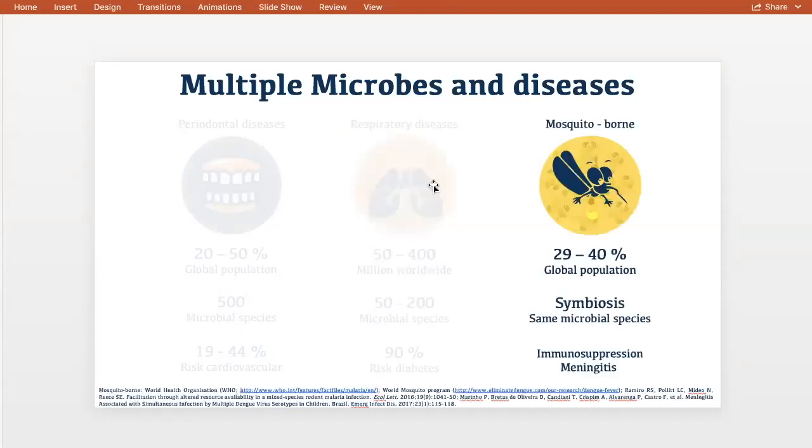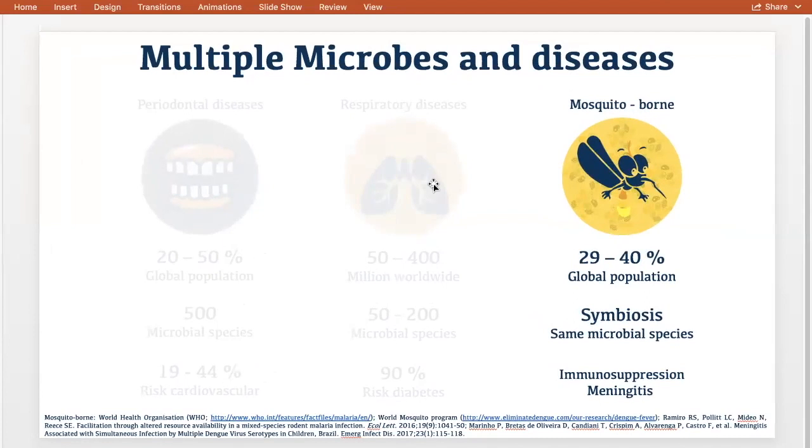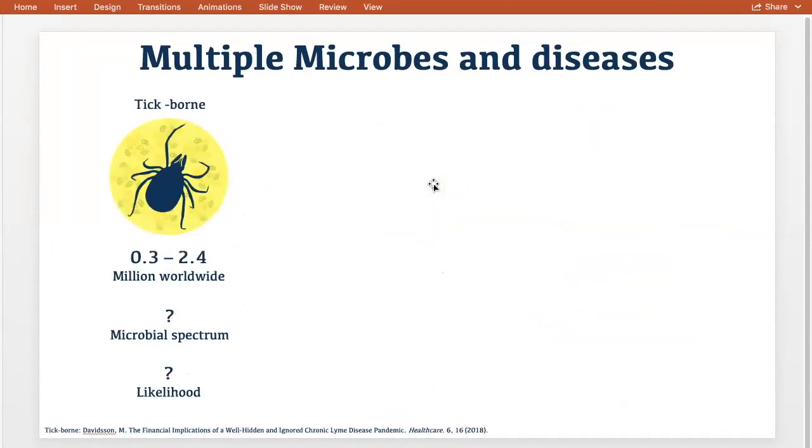And more concentrating in the niche of this presentation is mosquito-borne diseases. So up to 40% of the global population again suffers from mosquito-borne diseases, and there are multiple reports to indicate symbiosis between different species of Plasmodium or dengue virus types that leads to immune suppression in patients and also causes severe meningitis.